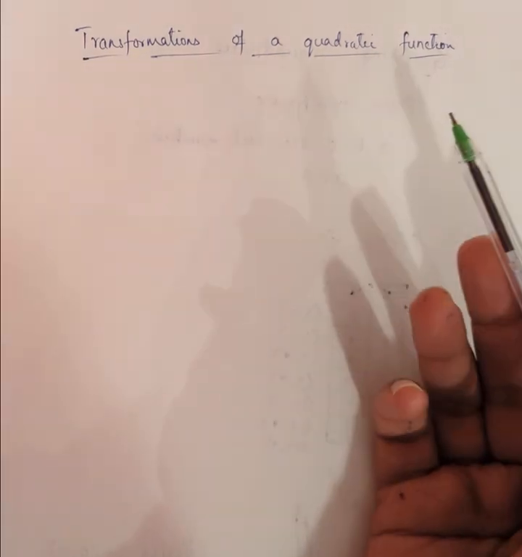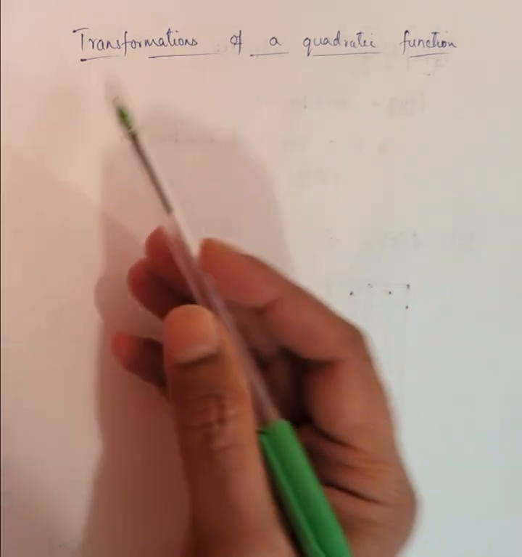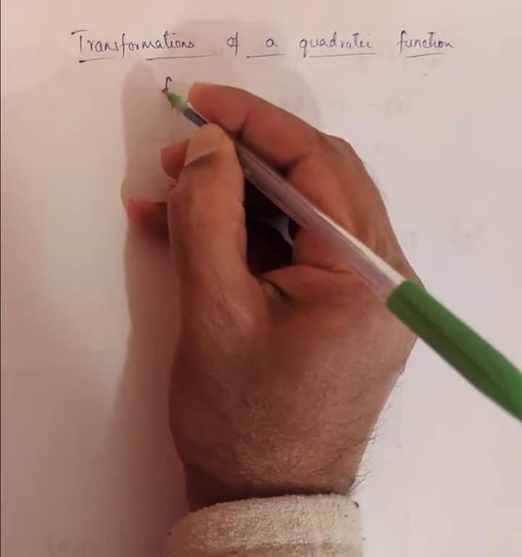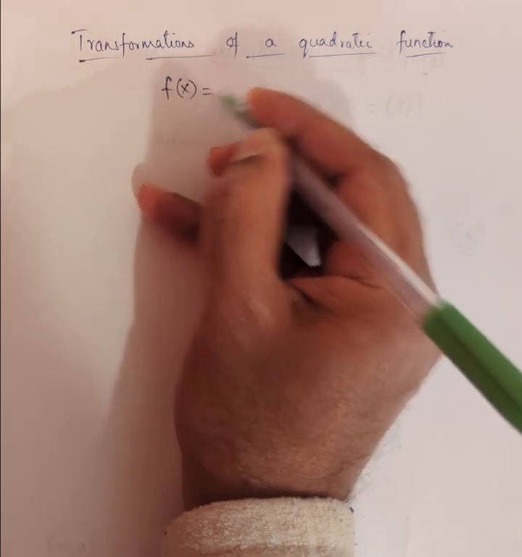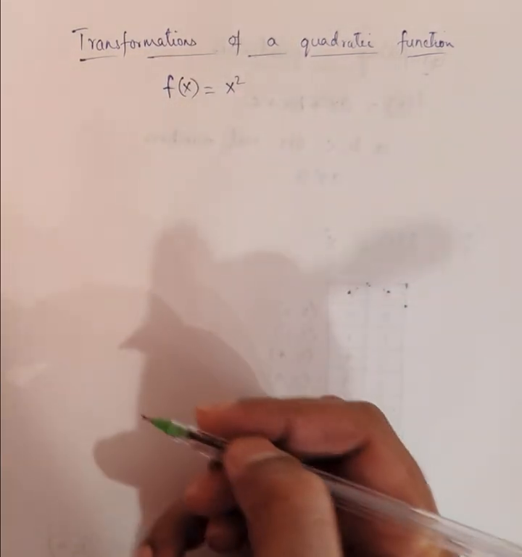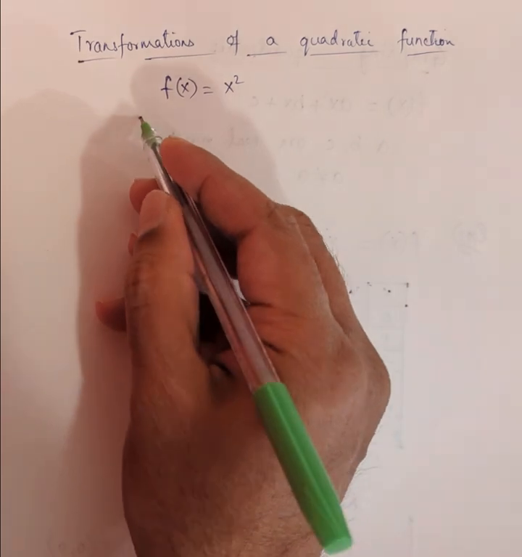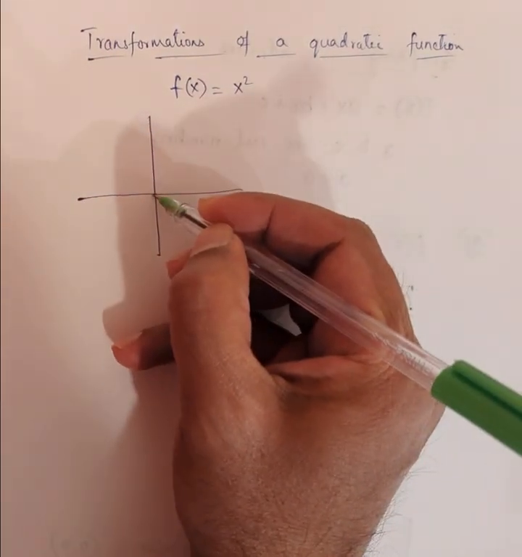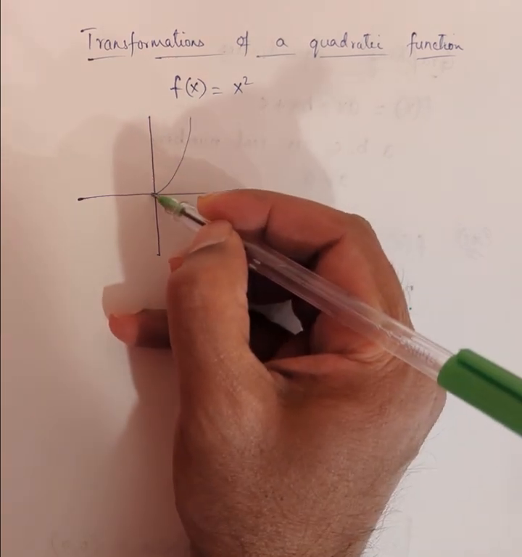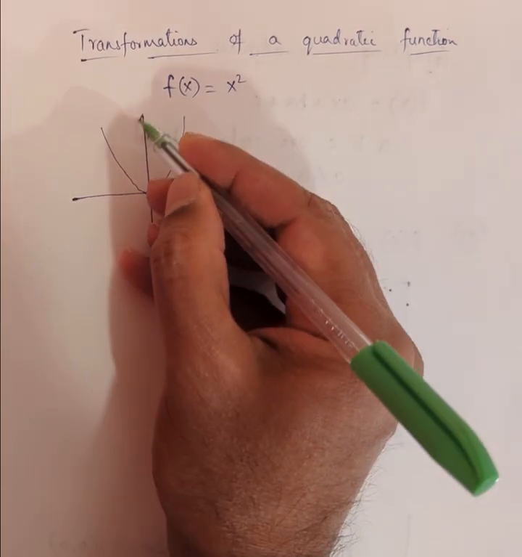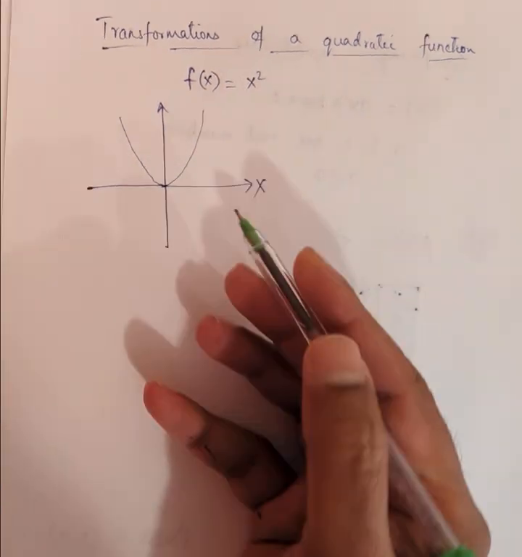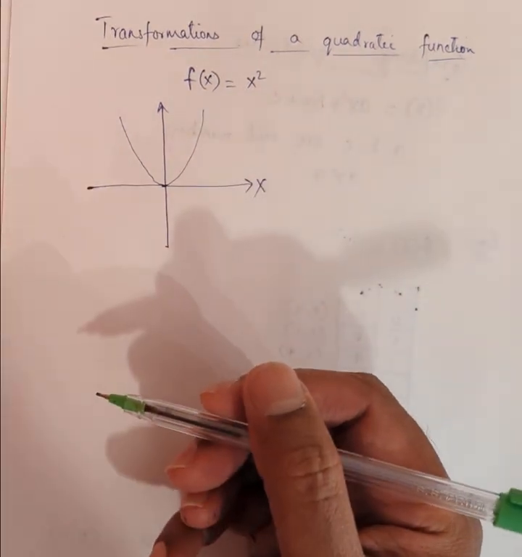Transformations of a quadratic function. When we say transformations of a quadratic function, we are referring to the simplest of all quadratic functions, f of x equals x squared, whose graph we saw in an earlier video is a parabola with vertex at the origin and axis of symmetry as the y-axis. So this is the graph of f of x equals x squared.